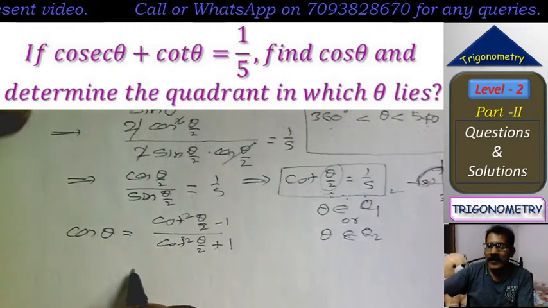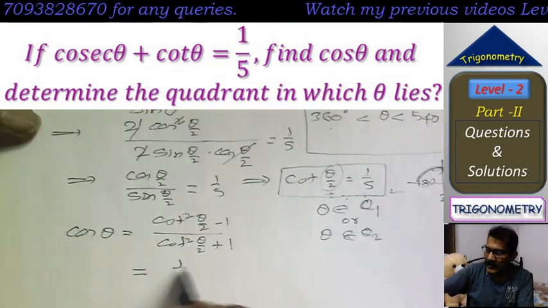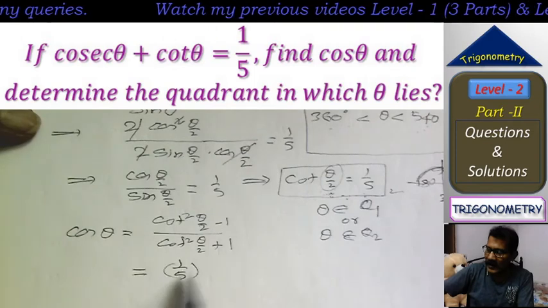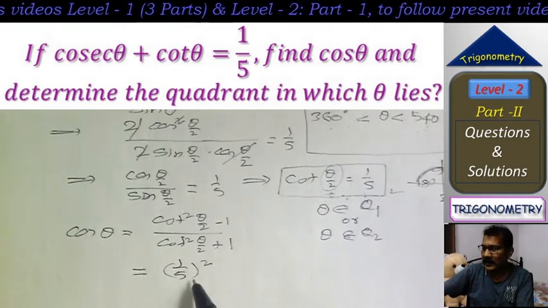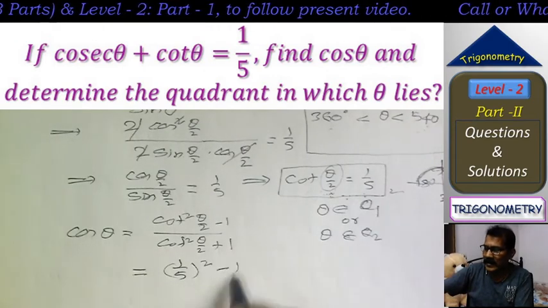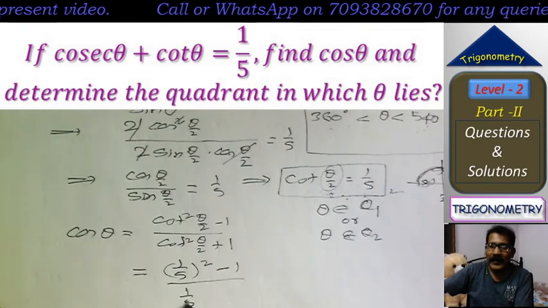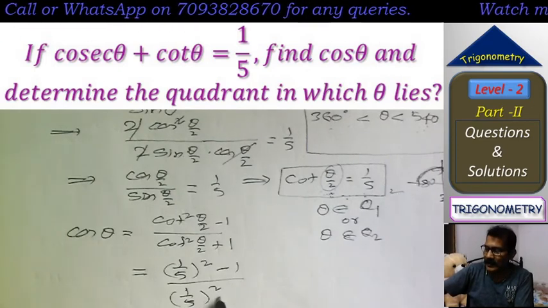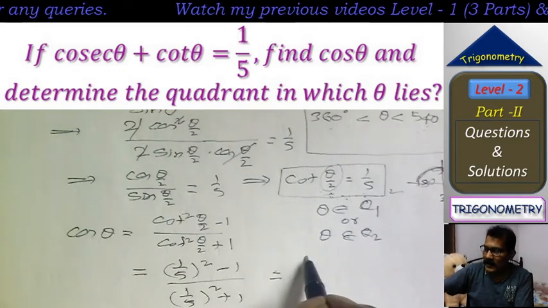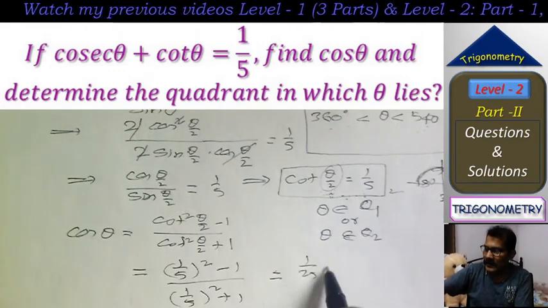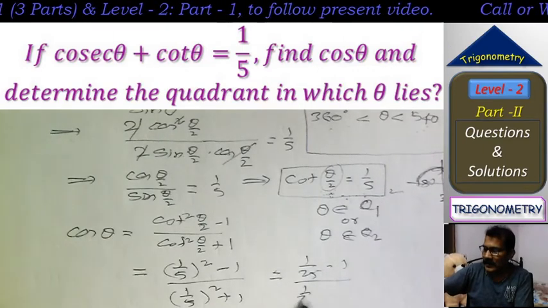Let us substitute the values. Cot theta by 2 we got 1 by 5. So this is 1 by 5 and its whole square, since we have cot square theta by 2. Cot square theta by 2 in the sense cot theta by 2 value, its whole square, minus 1 divided by, and again cot square theta by 2, 1 by 5 whole square, plus 1. Let us simplify this. This will be 1 by 25 minus 1, divided by 1 by 25 plus 1.